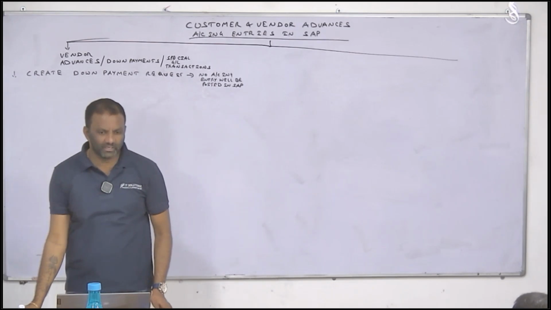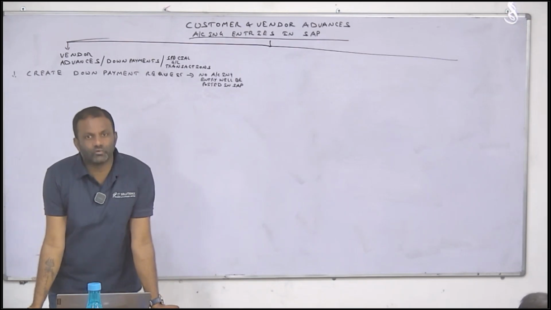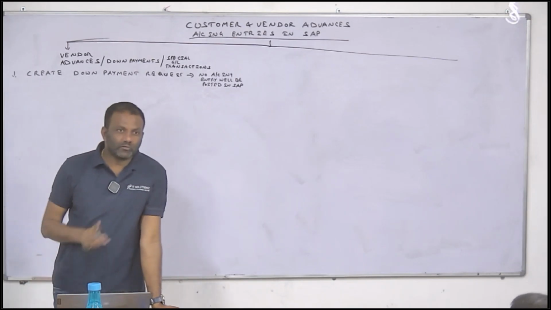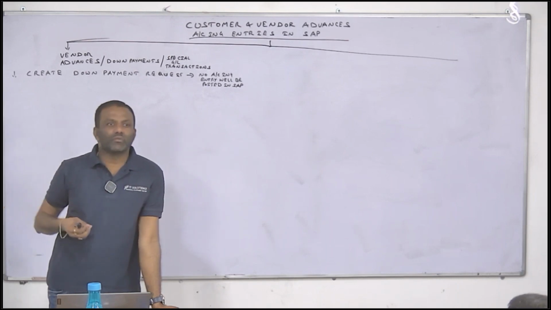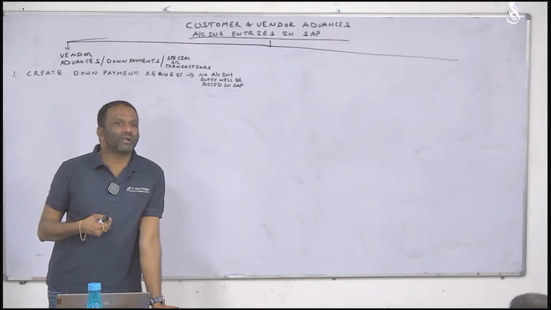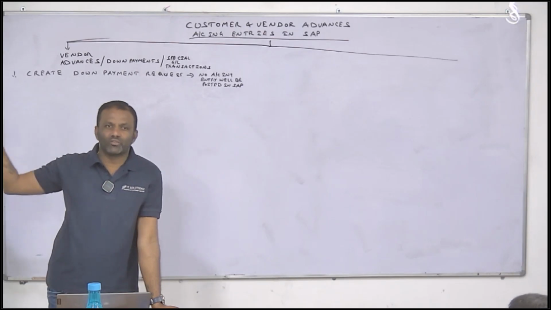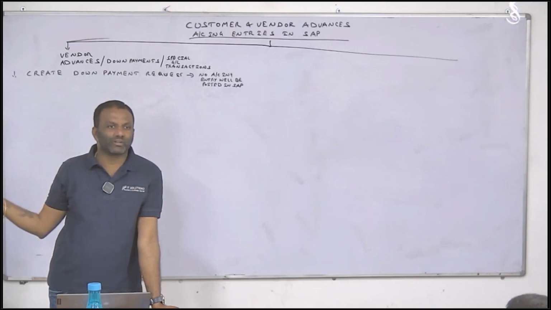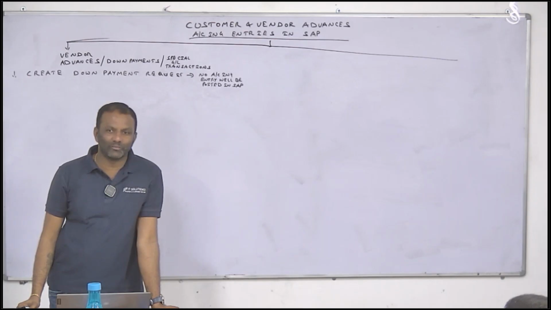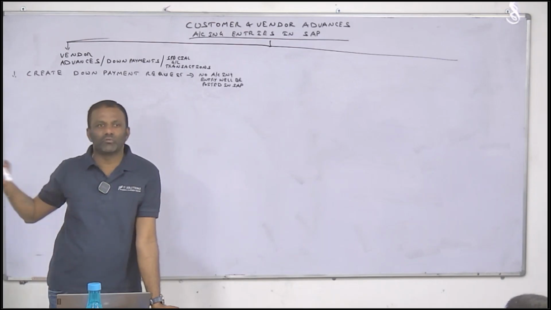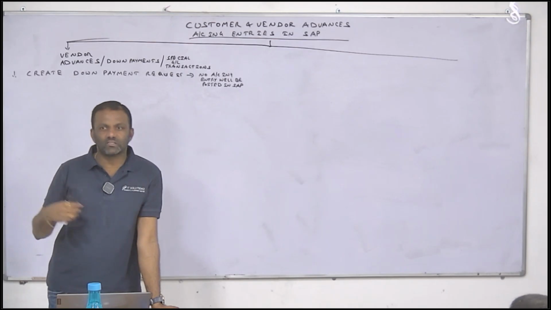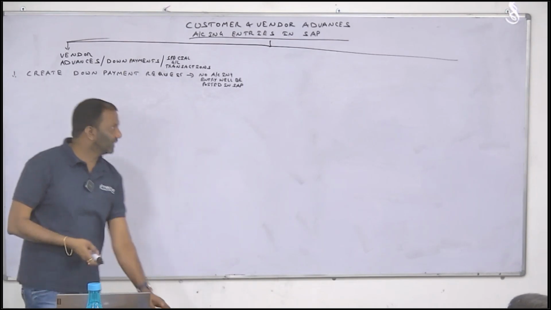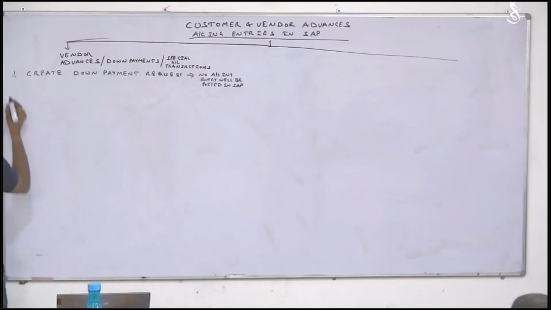You people should understand a few things. In an organization, there will be some approval system, right or wrong? If I want to pay some amount to a vendor, the organization MD should know if that vendor is your brother-in-law or your brother. That is the reason there is an approval system. If you raise that request, your manager should approve it. So what is the first one? Create down payment.